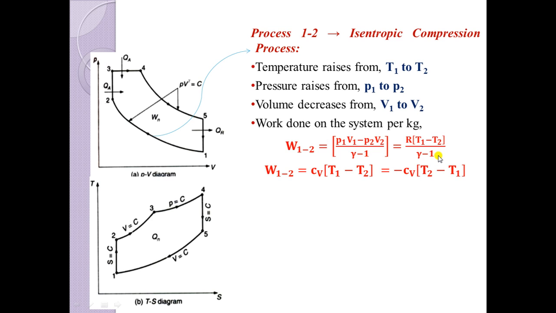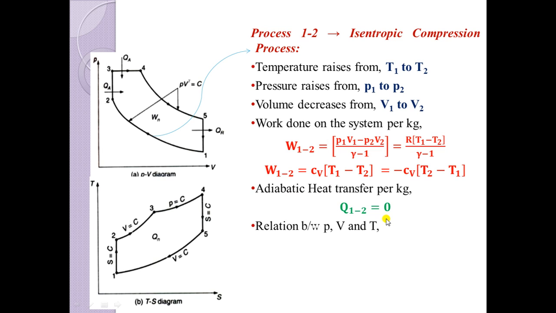Here R over (gamma minus 1) can be written as Cv, and by interchanging the T1 and T2 terms, we get minus Cv times (T2 minus T1). Here the minus sign, or negative sign, represents work done on the system. The heat transfer is zero because it is an adiabatic process.